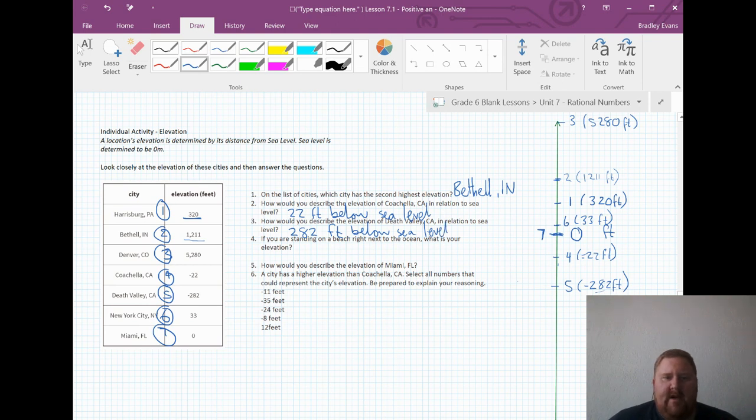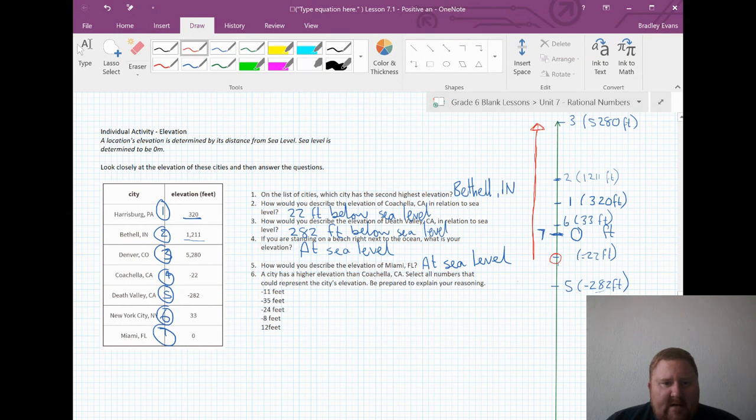If you're standing on a beach right next to the ocean, what is your elevation? Well, if you're right next to the ocean, you're at sea level. And we can see here that Miami, Florida, in question 5, is also at sea level. Okay, the last question here says, a city has a higher elevation than Coachella, California. Select all numbers that could represent the city's elevation. All right, so Coachella is at negative 22 feet. It's right there. And any city that has a higher elevation is going to be in a positive direction from Coachella there.